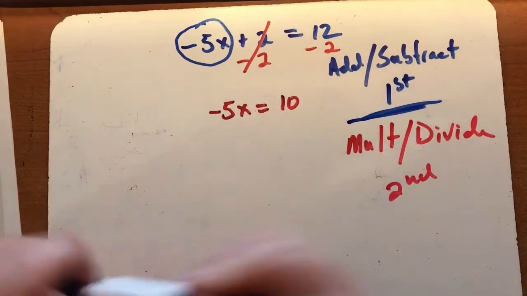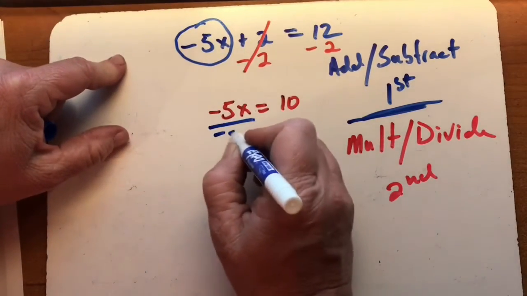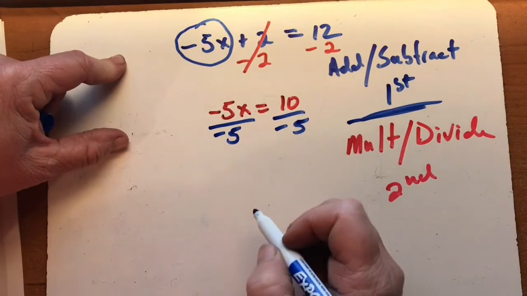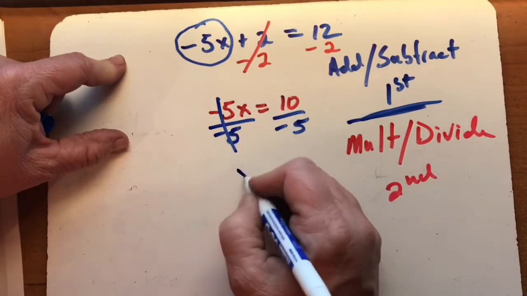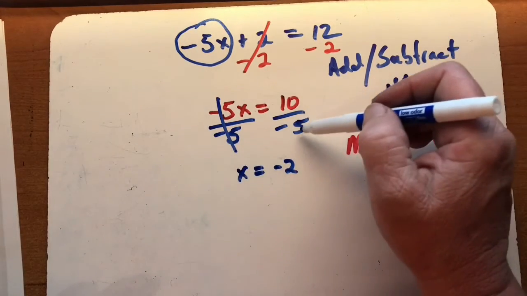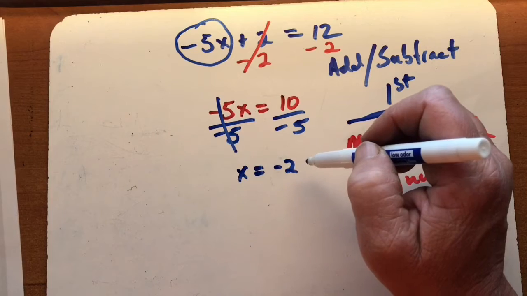So to undo multiplication, I have to divide. Divide by negative 5, both sides. Keep everything equal. This goes away. And x equals negative 2, because a positive divided by a negative is a negative.